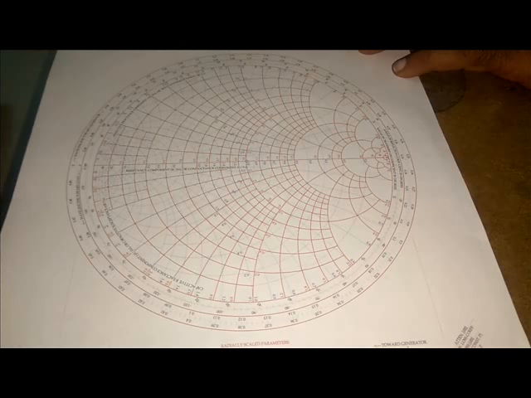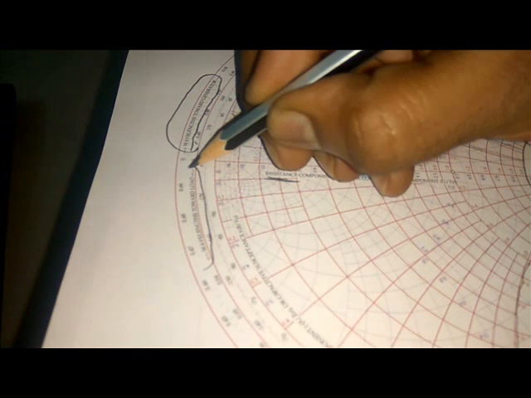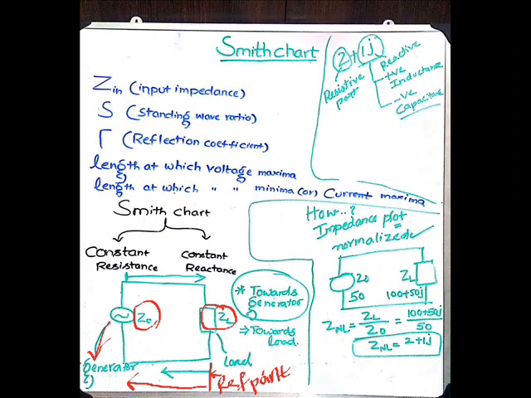Let's proceed. What else is there in the Smith chart? I can see something written here. Wavelength towards the generator. Look here. Wavelength towards the generator. And there's something written here. Wavelength towards the load. Let us understand what this means.